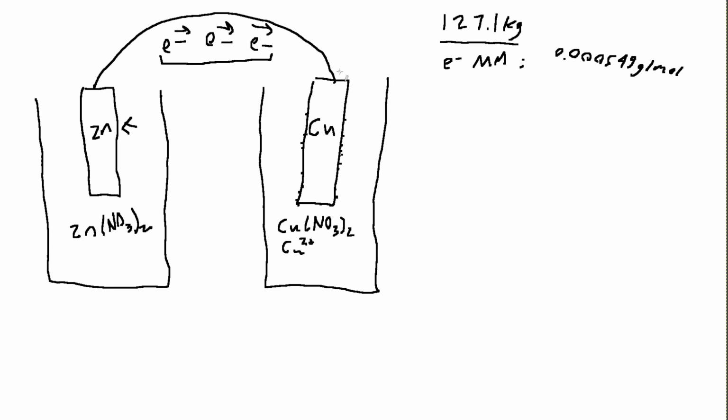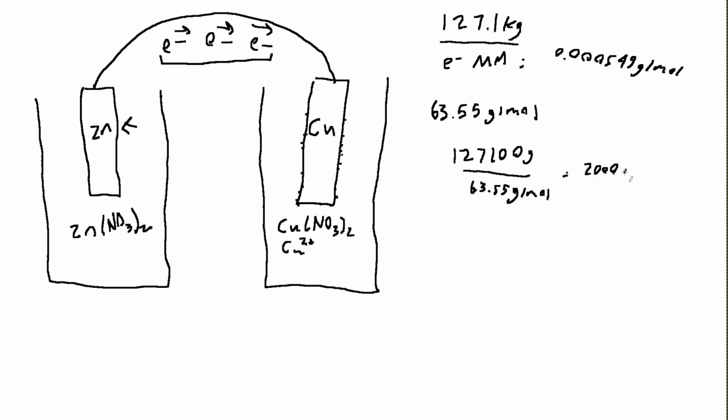So let's calculate our moles of copper on the outside. This is very simple. You can look up the molar mass of copper. It's 63.55 grams per mole. And so we just divide 127,100 grams, converting from kilograms to grams, over 63.55 grams per mole. And this nets us 2,000 moles of copper 2 plus being reduced from the solution. Now we multiply this by 2 to get the number of electrons that move from the anode to the cathode, because it's 2 electrons per atom, and that obviously gives us 4,000 moles of electrons.